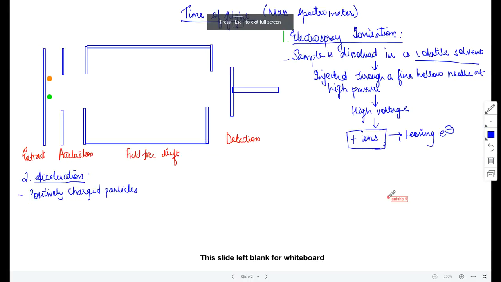Okay. So I was telling you these are the positively charged particles. What is happening is these positively charged particles are accelerated by the electric field, and now each of them creates each type of ion with the same kinetic energy.